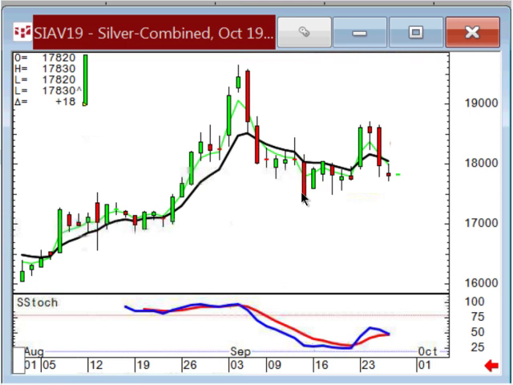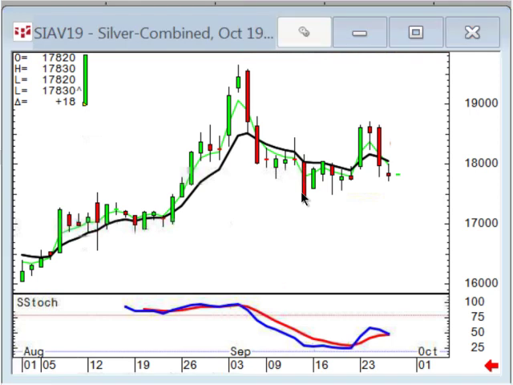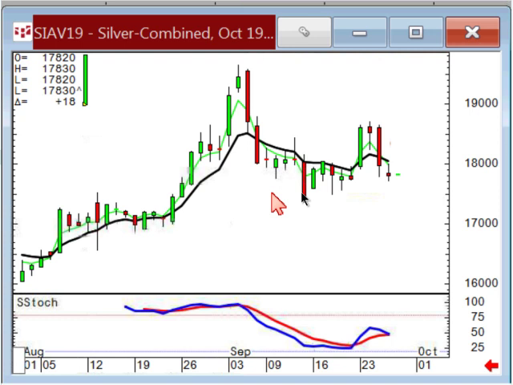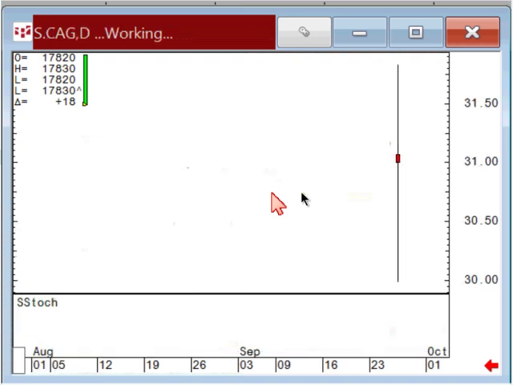ConAgra. This one has broken out above this level. If it opens positive, you can be buying this one.